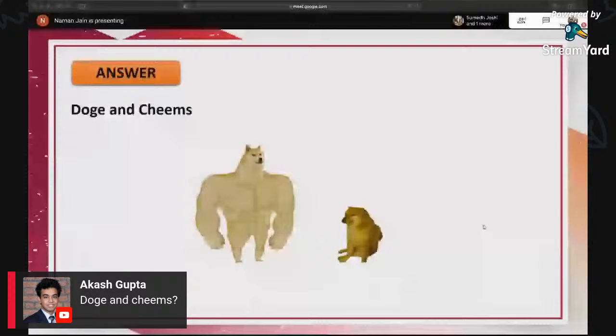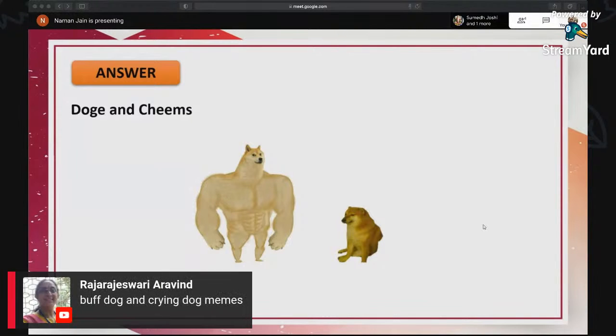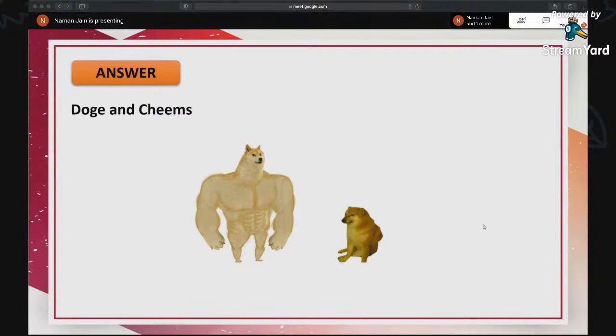Dodge and Chims is the correct answer. Yes, Abbas, Akash, Prem, Sahil, Subhajit, Arun. Not vibing cat, not the Turkish meme. The correct answer is Dodge and Chims. Yeah, so you will get 0.5 for either mentioning Dodge or either mentioning Chims. And both of them are Sumedh Joshi's favorite. So, yeah.